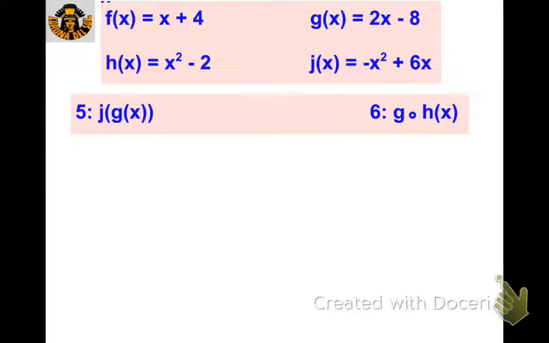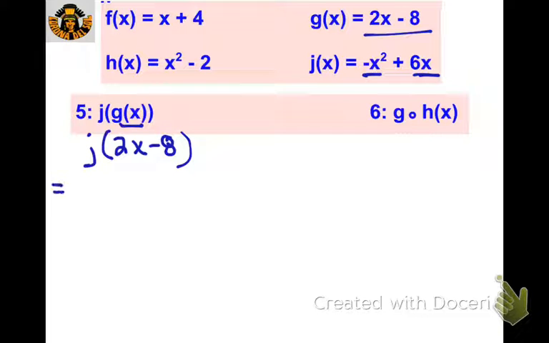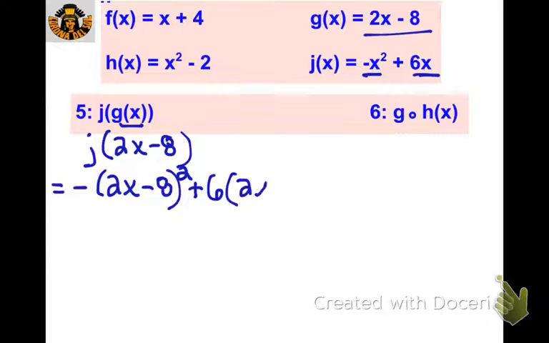All right, so j of g of x is next. So g of x is the one that's on the inside. So we're going to replace that g of x with what it is, so it's 2x minus 8. And then we're going to take that and plug it into the j function wherever there are x's. This one has a couple different x's, so it'll be a negative sign, and then we got 2x minus 8. We're going to have to square that, and then we got plus 6, and then we're going to put the 2x minus 8 right there where the other x is.